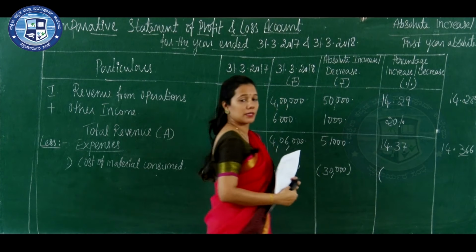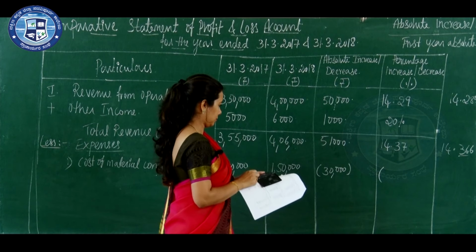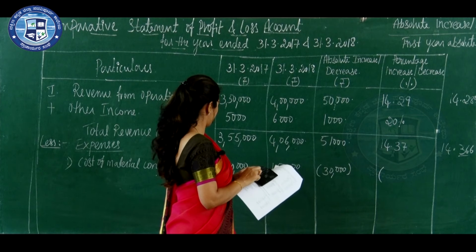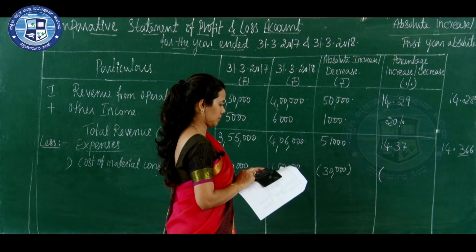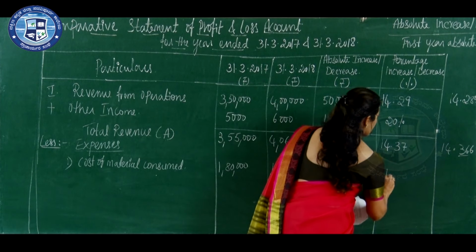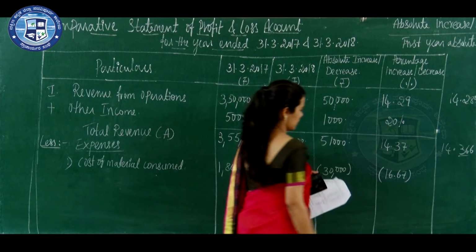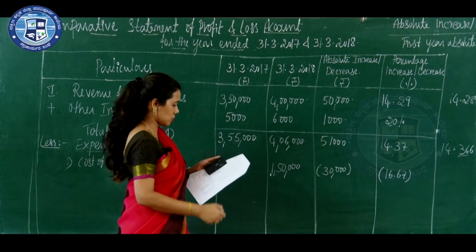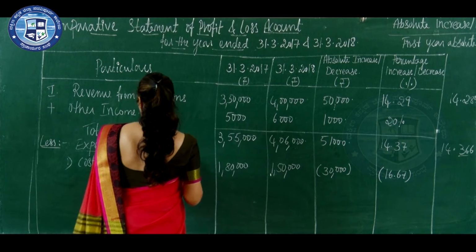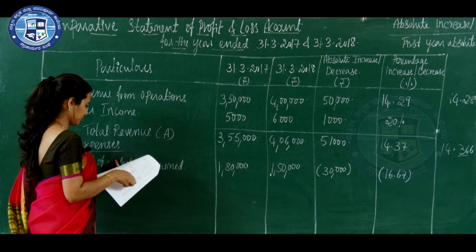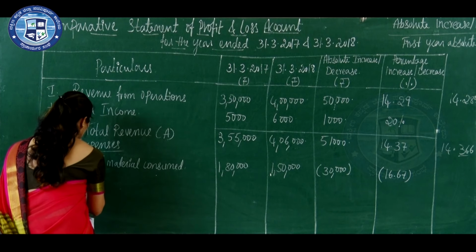Again find out the percentage. That is 16.67, 66 you will get. So 16.67 percentage. Then after cost of material consumed, the next one, employee benefit expense.